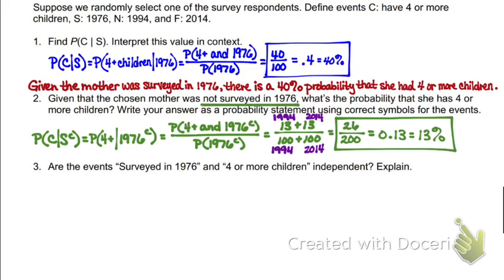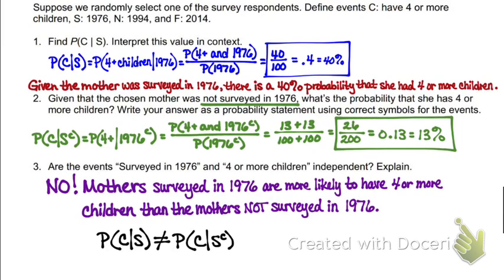Are these events, surveyed in 1976 and 4 or more children, independent? No. Mothers surveyed in 1976 are more likely to have 4 or more children than mothers not surveyed in 1976. Or another way of stating that is that the probability of C given S is not the same as the probability of C given S complement. If they were independent, these two probabilities would be the same.